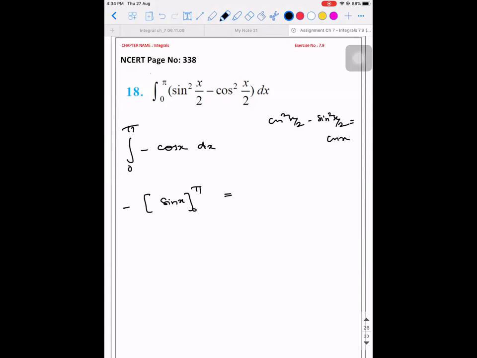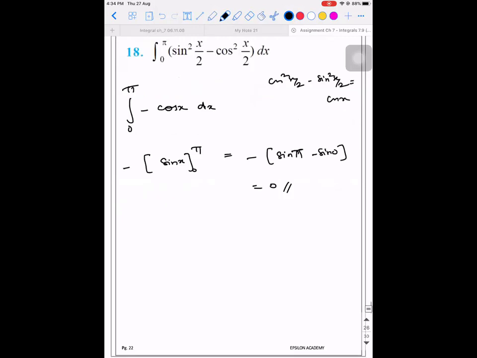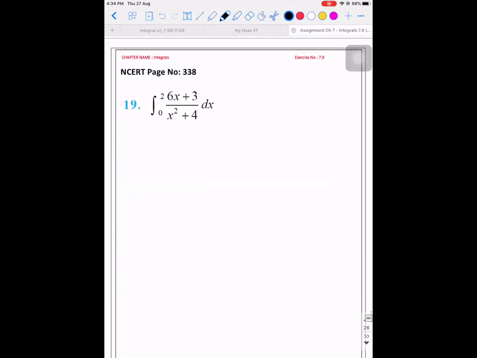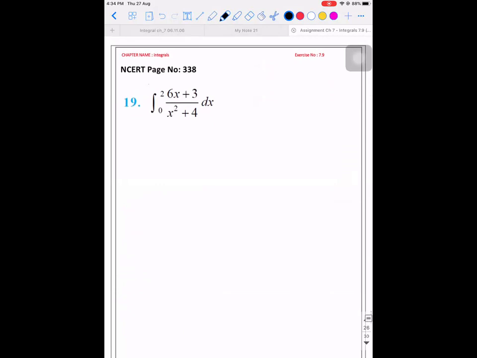So what will you get? Sin pi minus sin 0. It's going to be 0. It's a simple problem actually. 4 more problems. So this part is again linear by quadratic. So this I'm leaving it to you.